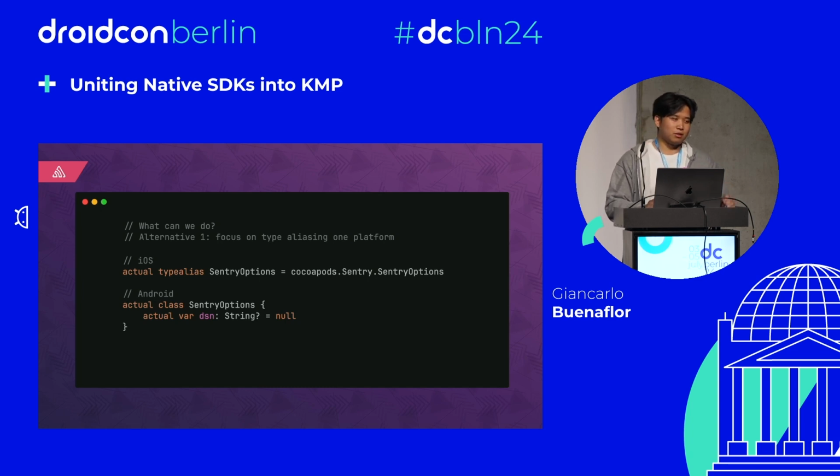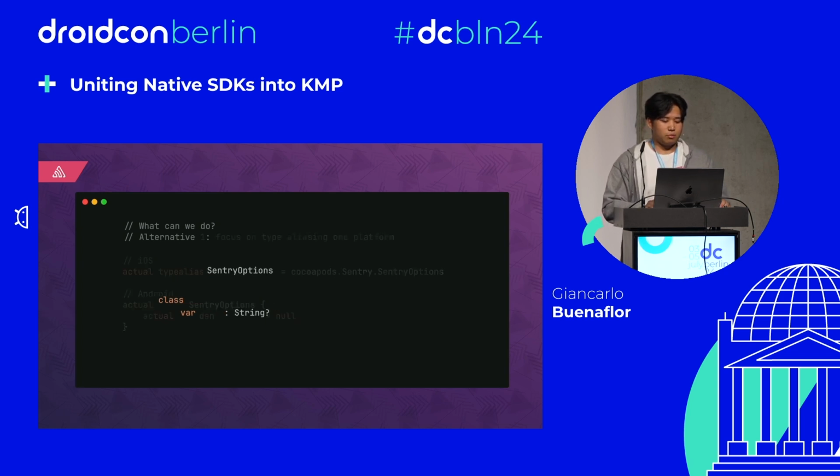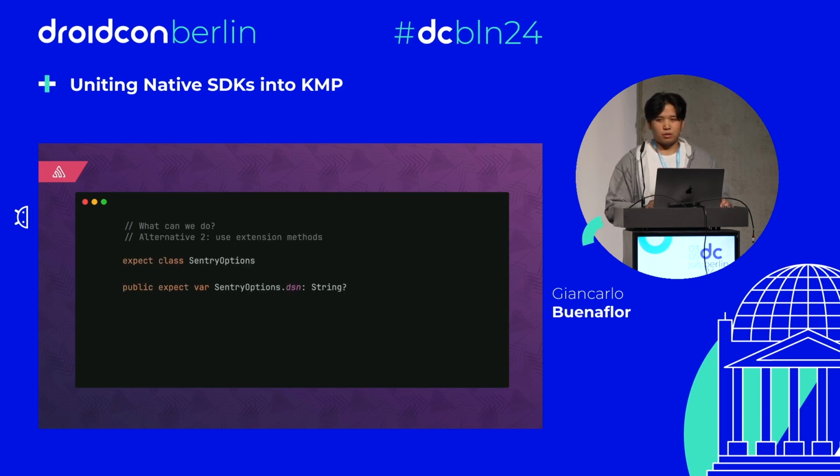In this case, maybe you want to focus on just type aliasing at least one platform and do the standard route of all this converting stuff for the other platform. And this might be good if you don't have many platforms or if you're sure you want to do this.